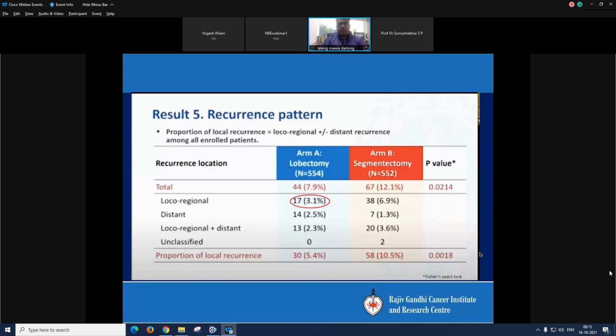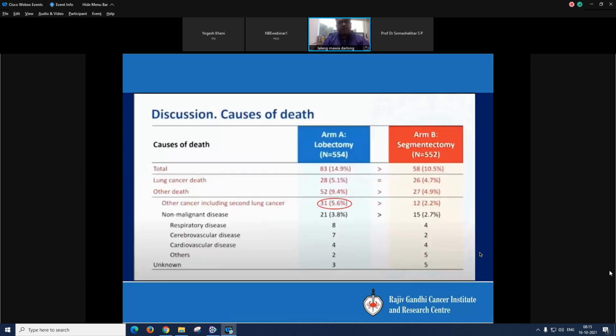So the recurrence pattern, if you see, in the lobectomy arm versus the segmentectomy arm, there was more locoregional recurrence. So we are saying that you are going to survive more, but you're going to have more local recurrence. So this is very, very intriguing. And we need to further go into details of the study once it gets published. And if you see the cause of death, again, very surprisingly, in the lobectomy arm, there were more cancer-related deaths because of a second lung cancer occurring. That's 5.6 compared to 2.2 in the segmentectomy arm.